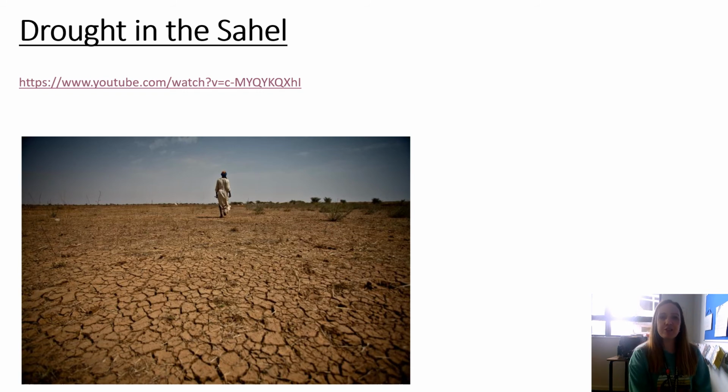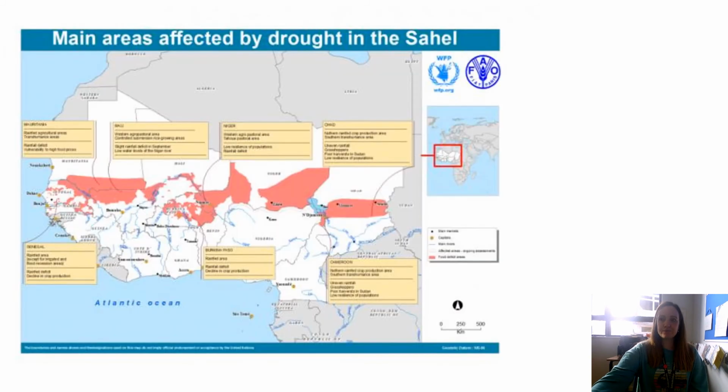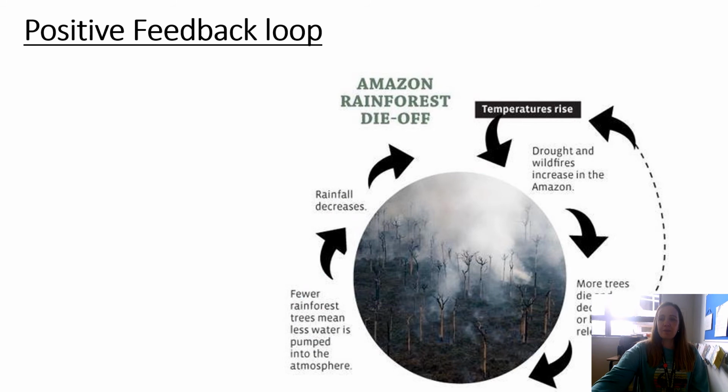The Sahel region of Africa is an area that we looked at at GCSE, so there's a really good clip here to show the intensity of famine and drought in the Sahel, and there's some information there as well.